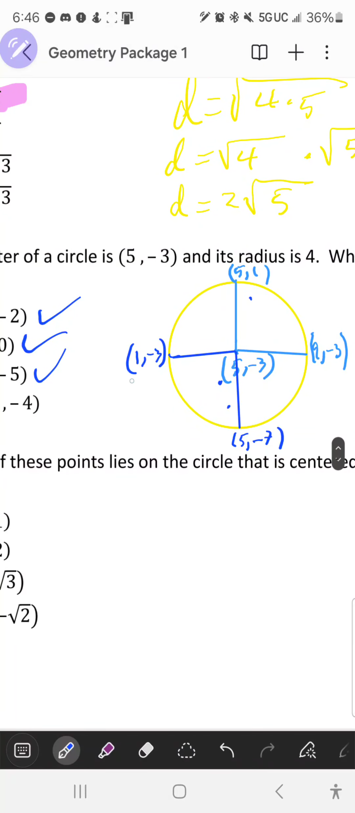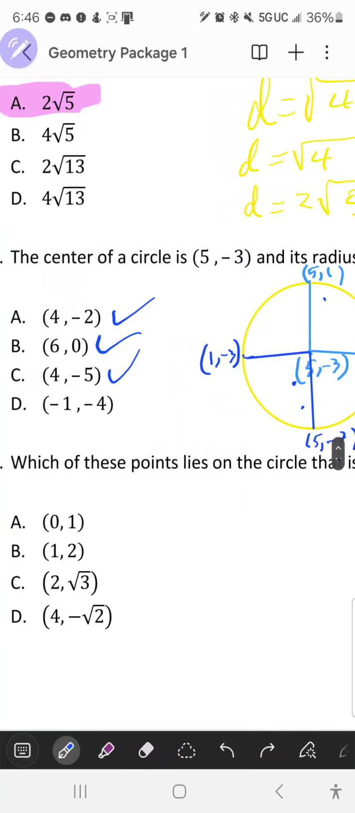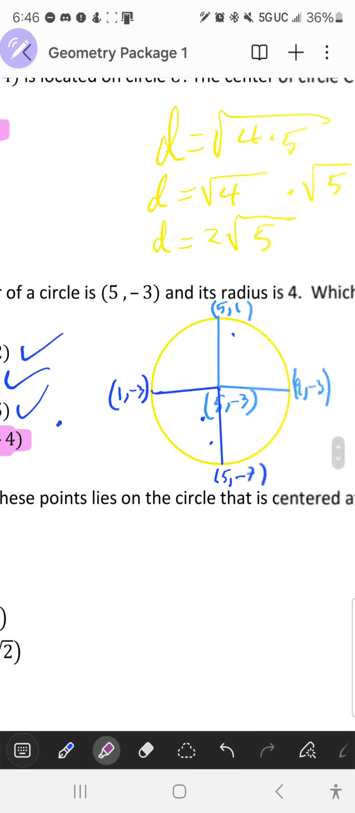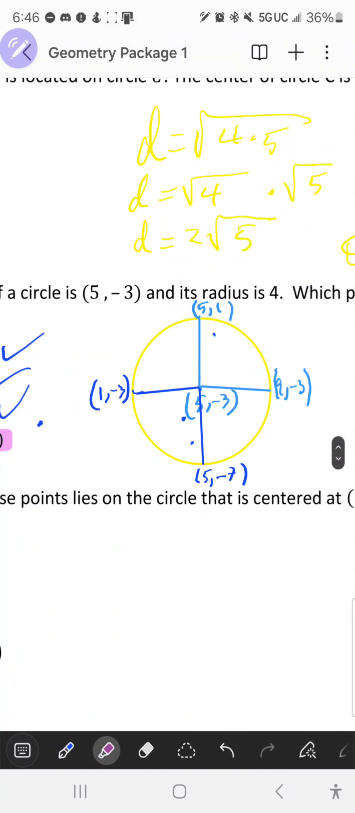And now you can see here that there is no -1. The farthest from the center is (1, -3) to the left. So there is no -1. (-1, -4) will be something over here, which is obviously outside the circle. Therefore, this is my answer. And that's all we need to do.